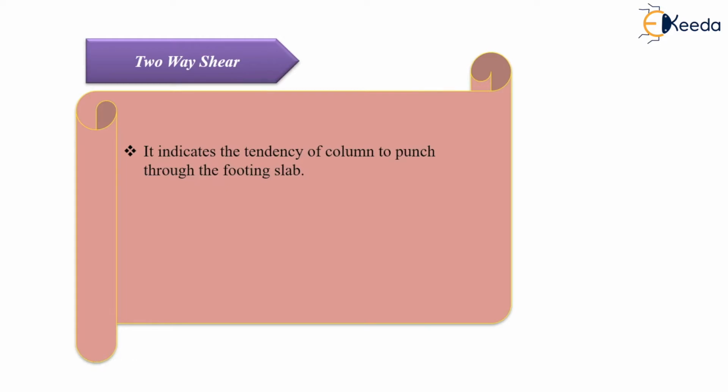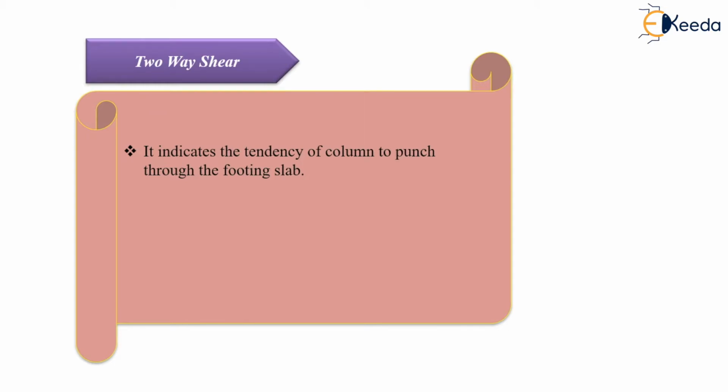As we know, if you are not getting this point, you can take a paper and pen, hold the pen in a vertical direction and insert it into the paper. That means it is punching. Similarly, the footing slab gets punched by the column.